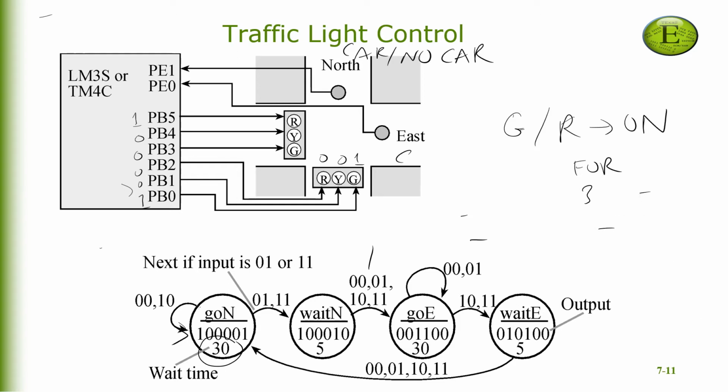All right, almost done. So once in the go east state, we arrive by asserting an output signal which is 0, 0, 1, 1, 0, 0. The output in this case is 0, 0, 1, 1, 0.